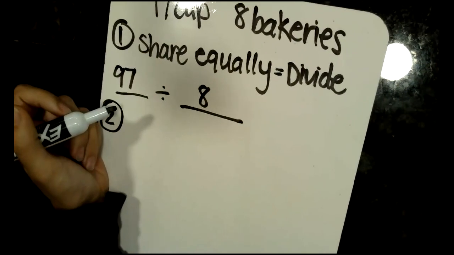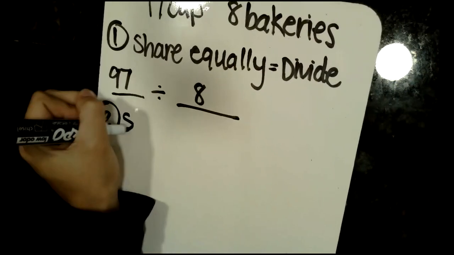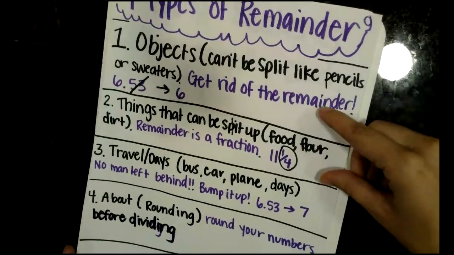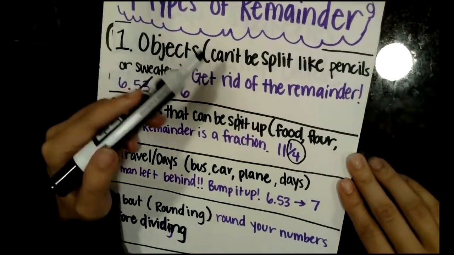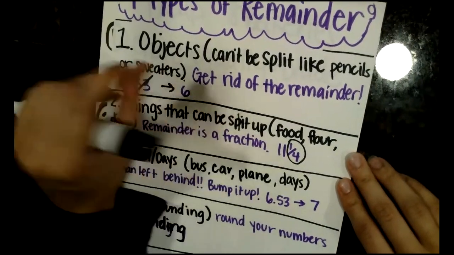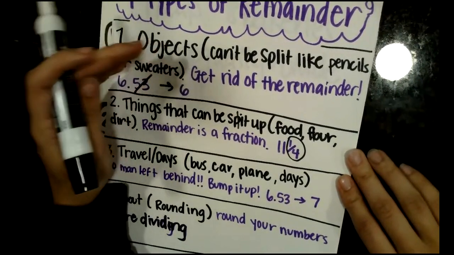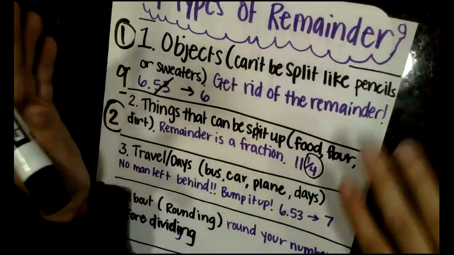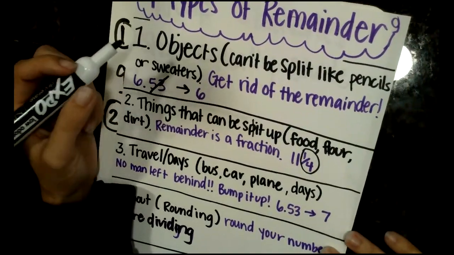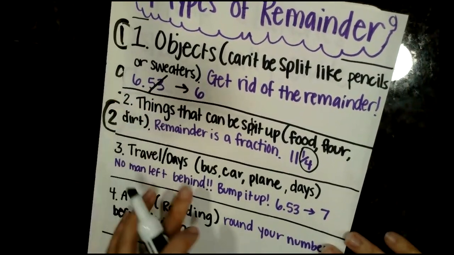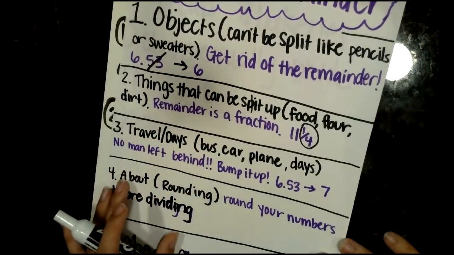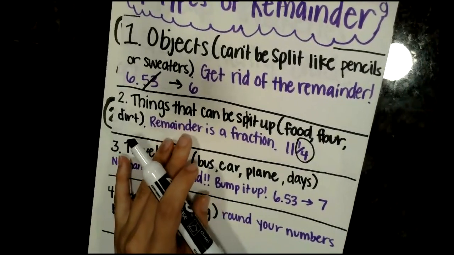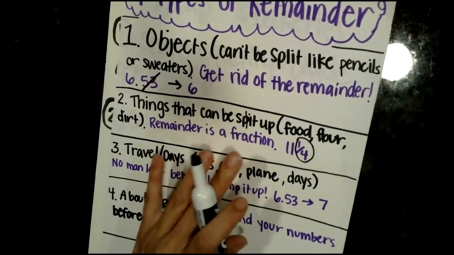Step 2. I'm going to solve it. But before I solve it, I need to know what kind of remainder it is. Is it an object that can't be split? Well, I know that if I pour flour, I can split it up pretty easily. So it's not an object. Is it something that can be split up, like food, flour, or dirt? My best option would be that it's something I can split up. So my rule is that my remainder is going to be a fraction.